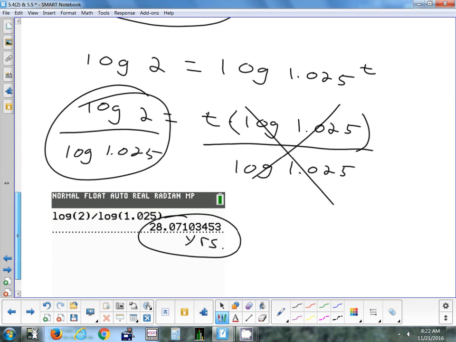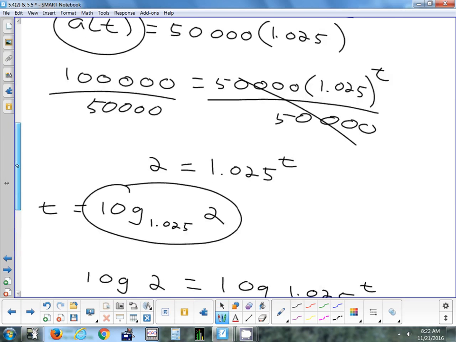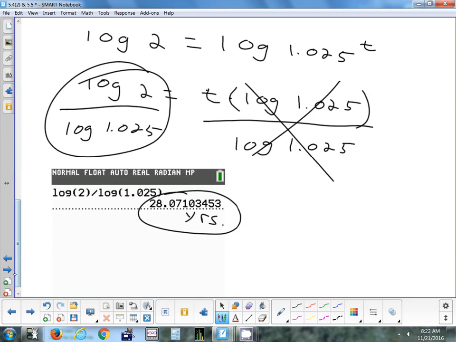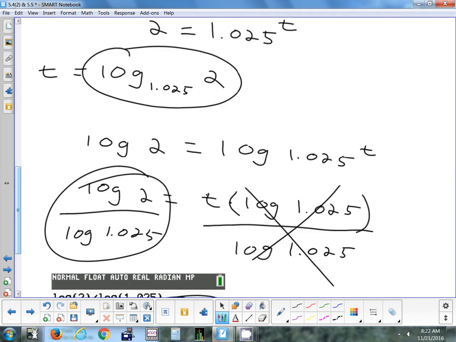Any questions on that? All right, so if you wanted to do it graphically, the way we did it in section 5.1, we put 100,000 in y1. We put 50,000 times 1.025 to the t in y2, and we see where they cross. Now we have a way to do it algebraically, using a logarithm. And again, you're going to have an even faster way to do it without taking the log of both sides and just jumping right to this final step.